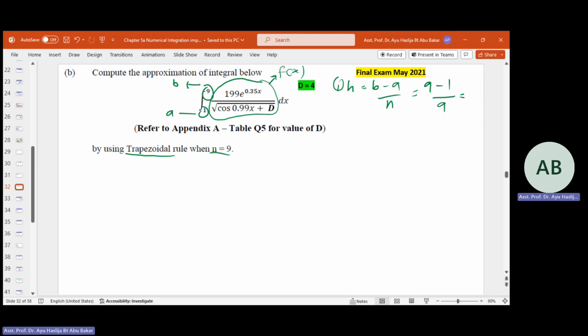What do you get for the h? 0.889. Okay. Now I use 3 decimal points. Up to you. Usually, I will advise students to use 3 to 4 decimal points. Okay. Then step 2.